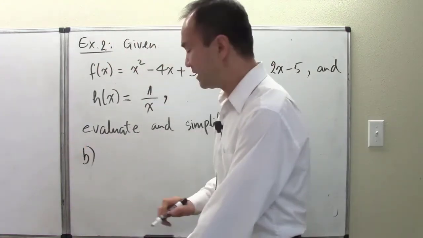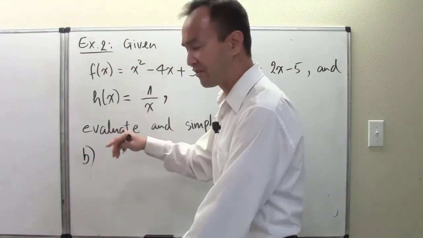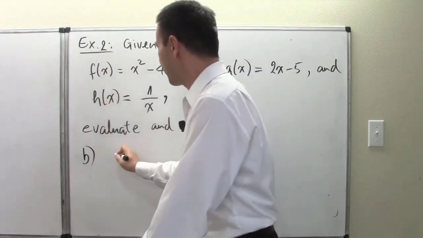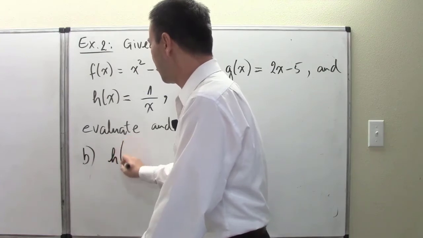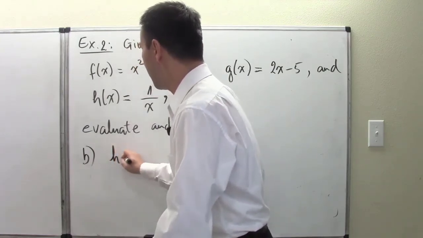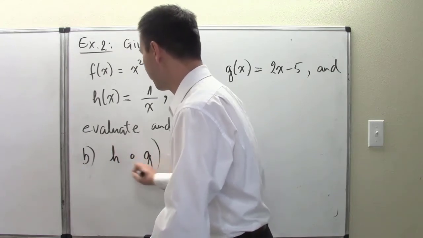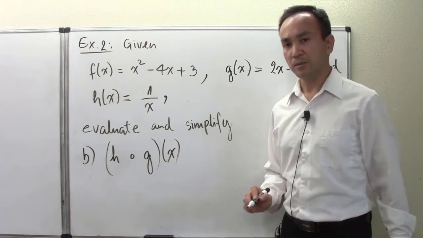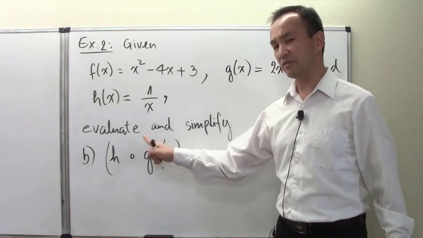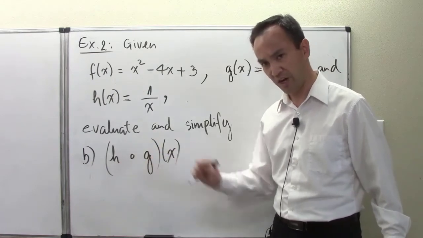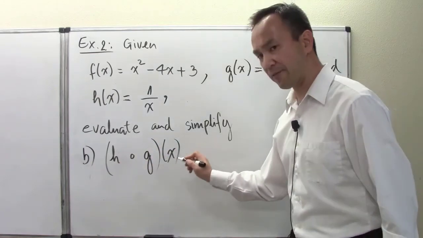All right, so how about another random pair right here? How about I'll pick h and I'll pick g. So how about h? I want to evaluate and simplify h of g of x. Now at this point, let's keep reminding ourselves, the circle here means "of." So h of g, that's what it reads right there.